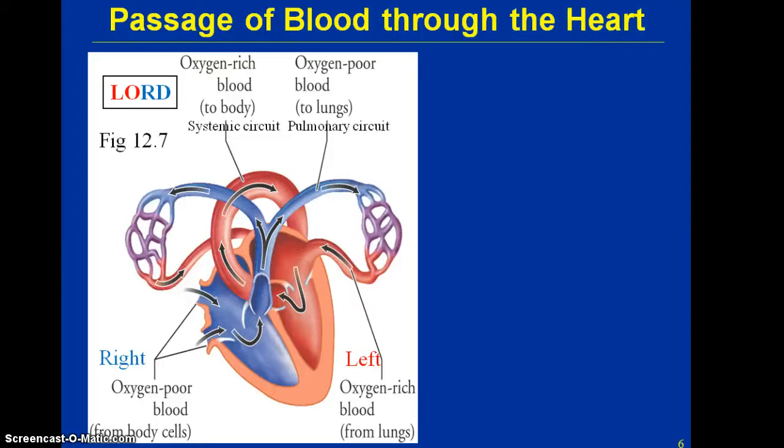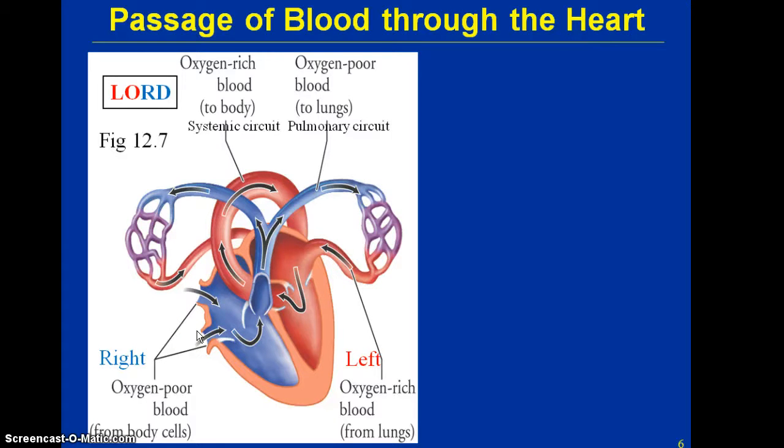So a review from case study number 2 and lab number 2. LORD is your acronym. So basically the left side of the heart carries oxygenated blood that's coming from the lungs. The right side of the heart carries deoxygenated blood having come from the rest of the body and your tissues and your systems, so the systemic circulation.